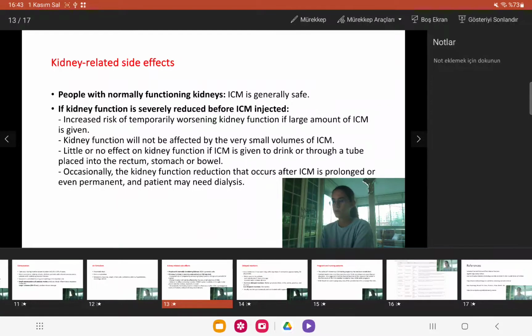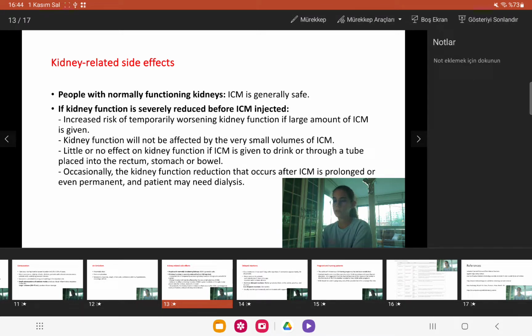ICM can cause kidney-related side effects. People with normally functioning kidneys are generally safe, but if the patient has already a severely reduced kidney function before iodinated contrast media injection, then if the injected ICM is in large amounts, this can increase the risk of temporarily worsening the kidney function. Occasionally, the kidney function reduction that occurs after ICM can be prolonged or even permanent.